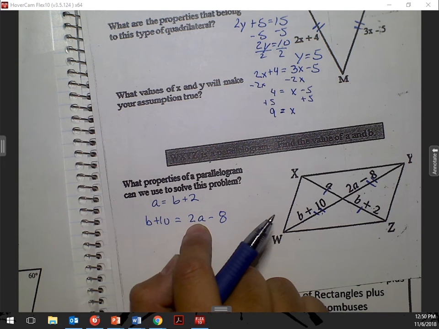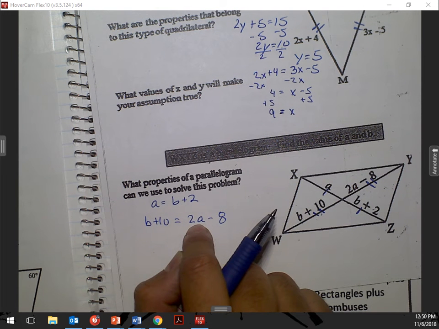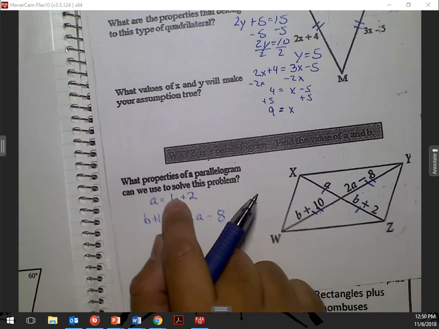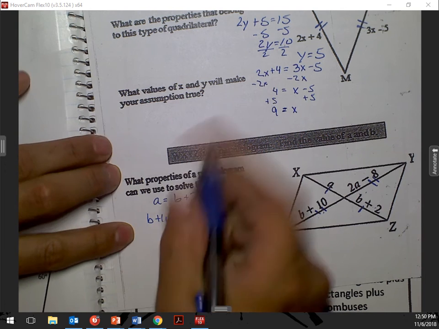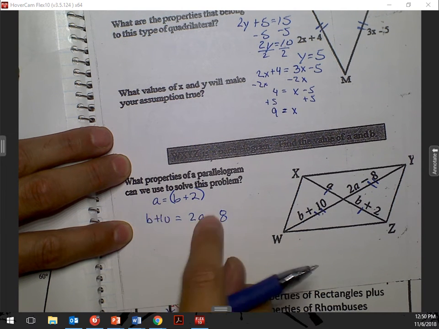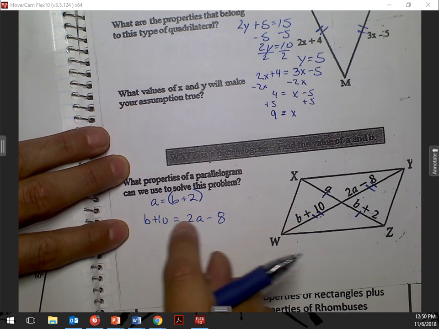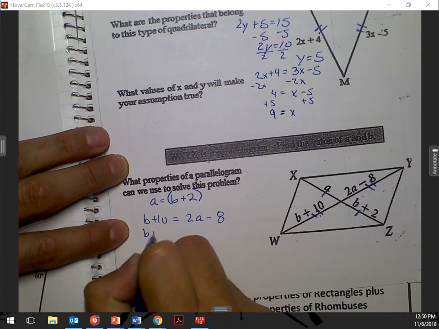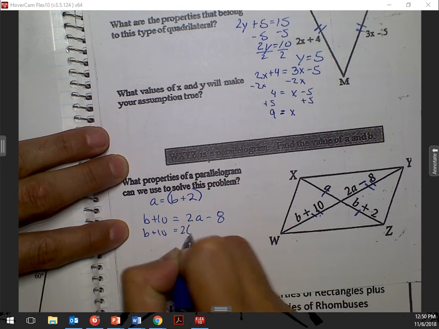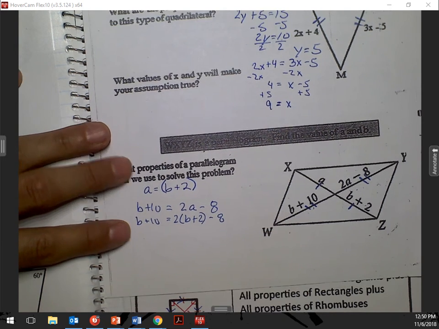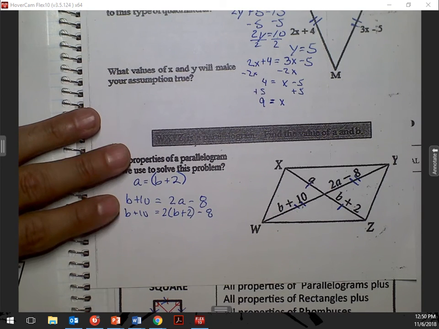So, can I substitute A for something else? Yes. Now, what do I know A is equal to? B plus 2, right? So this is called substitution. I'm going to replace A with B plus 2. Once I do that, will all the A's be gone from here? Yes. So it's going to be B plus 10 equals 2 times (B plus 2) minus 8. That is the proper way to substitute: I substitute using parentheses.